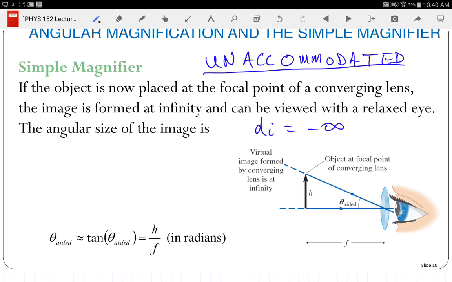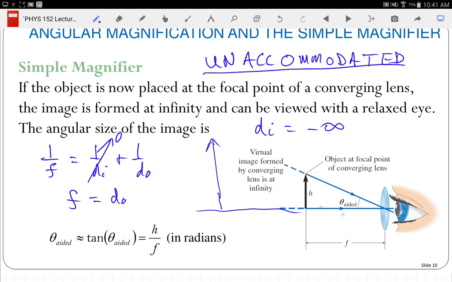By definition, if the image is at minus infinity or plus infinity, then you have parallel rays and the object is at the focal point. You could also just say, well, 1 over f equals 1 over distance image plus 1 over distance object. 1 over distance image is 0, which means f is equal to distance object. And so you bring the object to the focal point, and the image is infinitely far away. So our image will be out at infinity like this. But this, what do we call this ray here that goes from the tip of my object through the center of the lens?